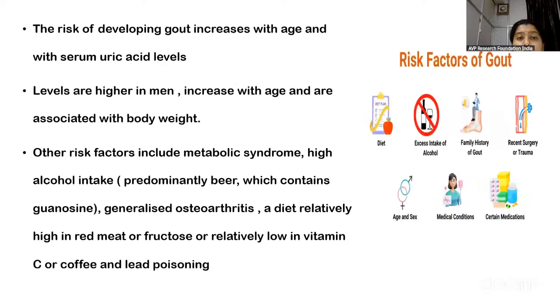The risk of developing gout increases with age and with serum uric acid levels. Levels are higher in men, increase with age, and are associated with body weight. Other risk factors include metabolic syndromes, high alcohol intake, generalized osteoarthritis, a diet relatively high in red meat or fructose, or relatively low in vitamin C or coffee.